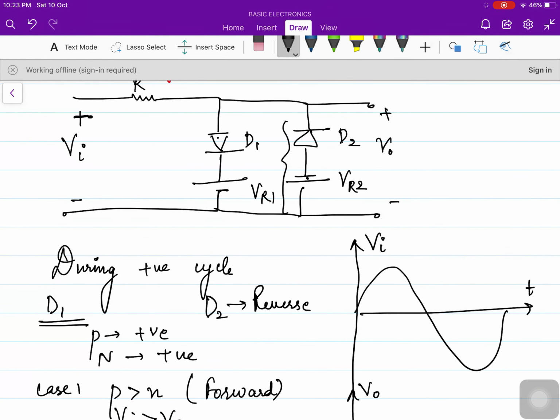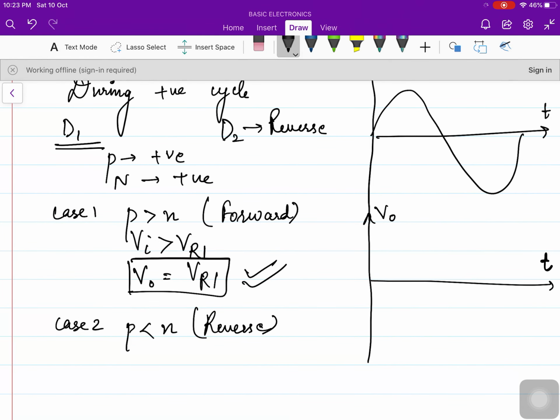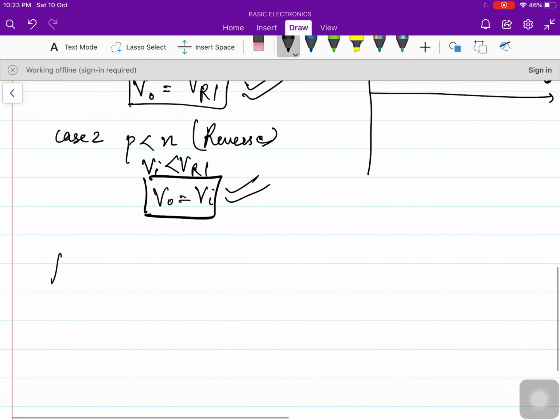And for the second case, that is when D1 will be reversed, that means it will be an open circuit. So both the branches are out of light, so V0 will be equal to Vi. I hope it is clear to everyone.